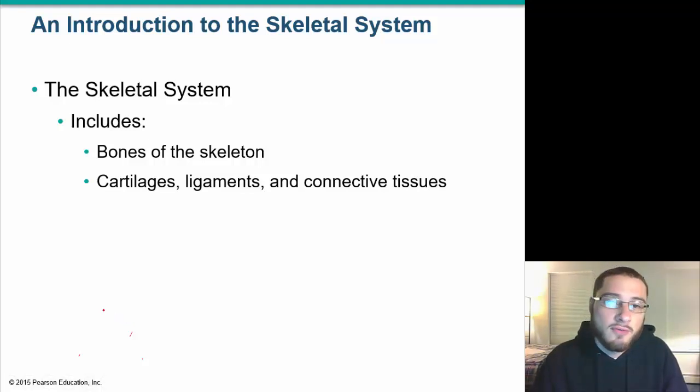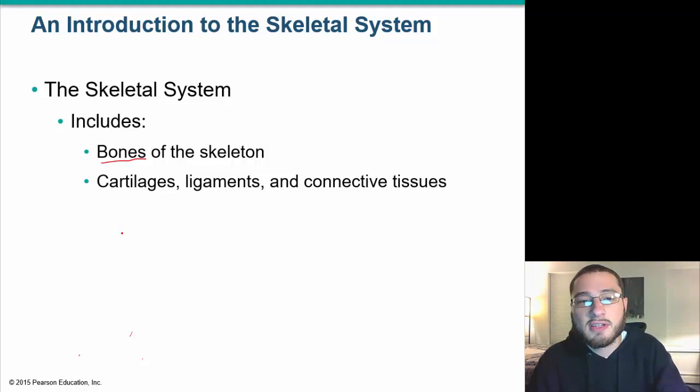The skeletal system consists of a couple of chapters. We start with just talking about the osseous tissue, or the bone tissue, and then we move on to the different anatomical parts of the skeletal system. So, the skeletal system consists of bones, obviously, but it also consists of the cartilage, the ligaments, and the connective tissue that are associated with the bones.